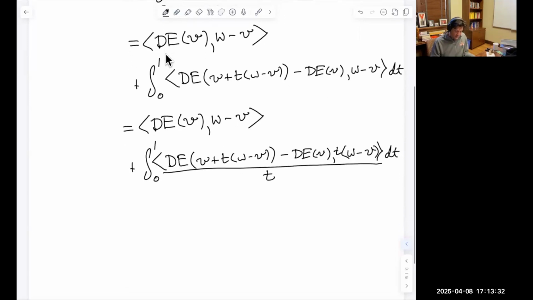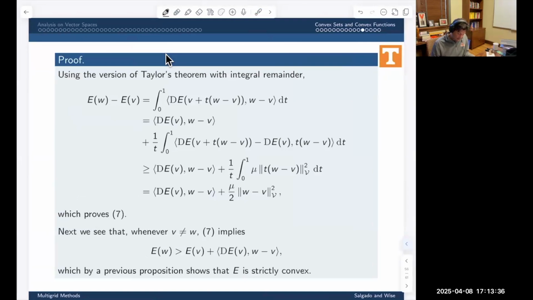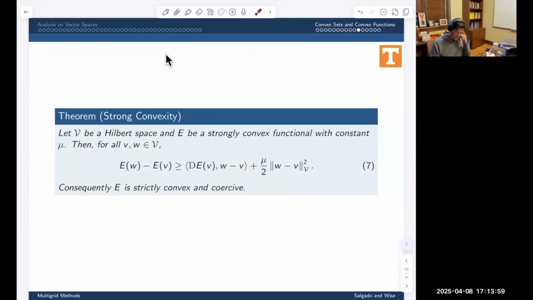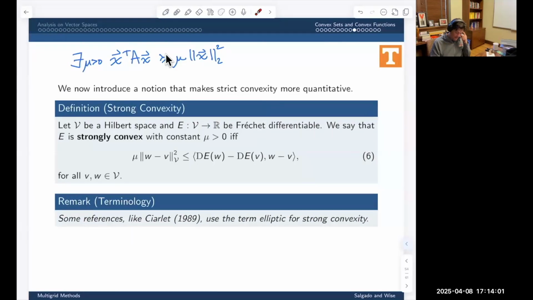Now, what am I going to do next? So let's see if I can rescue this at this point. I think what I want to do is look at this difference here, and see, do I have a difference of, say, monotone operators or something like that? I need to use that.